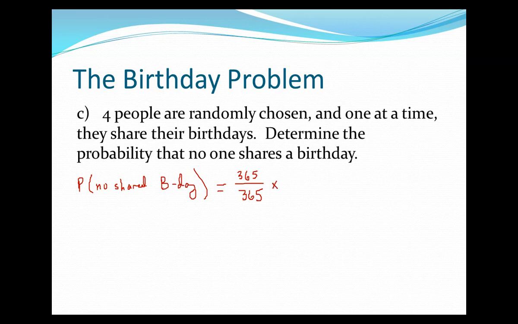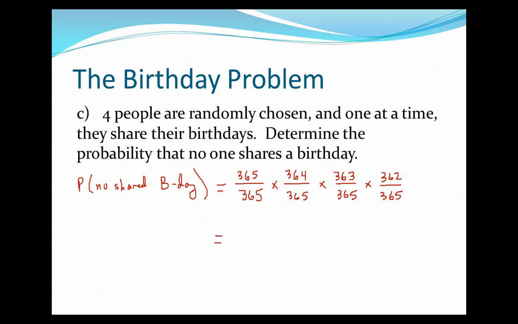That's person 1. The next person, the second person, can't match the first person. They only have 364 possible days to choose from. The third person can't match the previous 2. They only have 363 days to choose from. And the last person only has 362 days to choose from. And so you can see how that first person doesn't matter, because that just divides to 1. But this is how you could set this problem up.